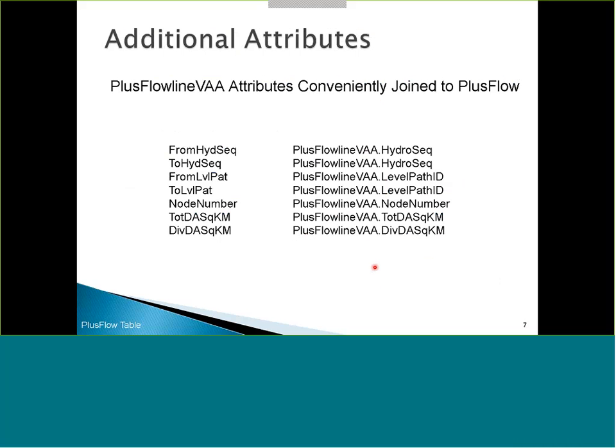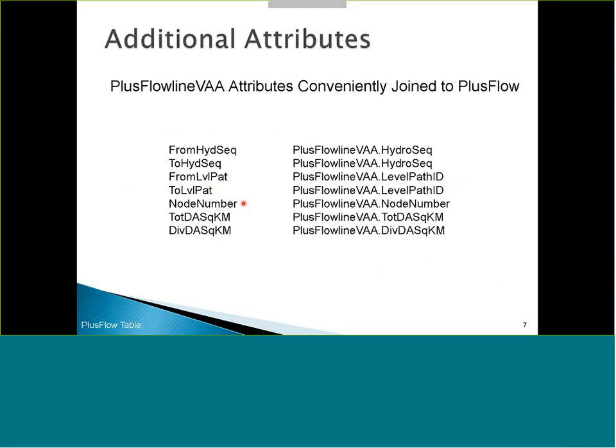To make the plus flow table useful, we've also replicated some of the value-added attributes in it. And they're just joined to the plus flow table as a convenience. And there are a lot of things that you can do with plus flow as a result of having these attributes there. And it's the from hydroseek and the to hydroseek of the two from and to flow lines, the from level path and the to level path.